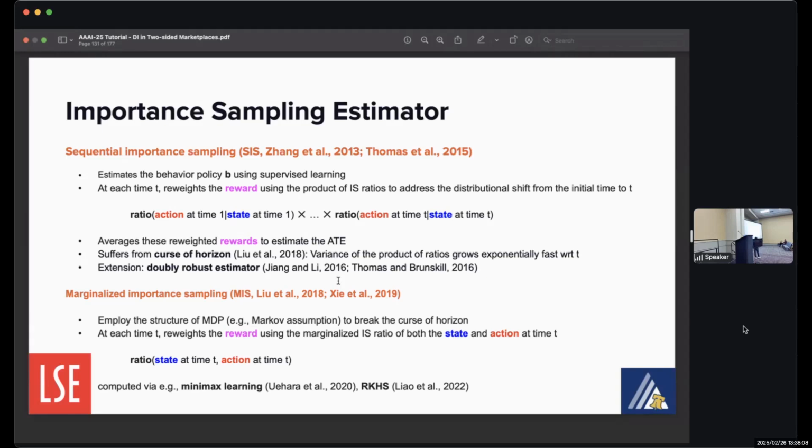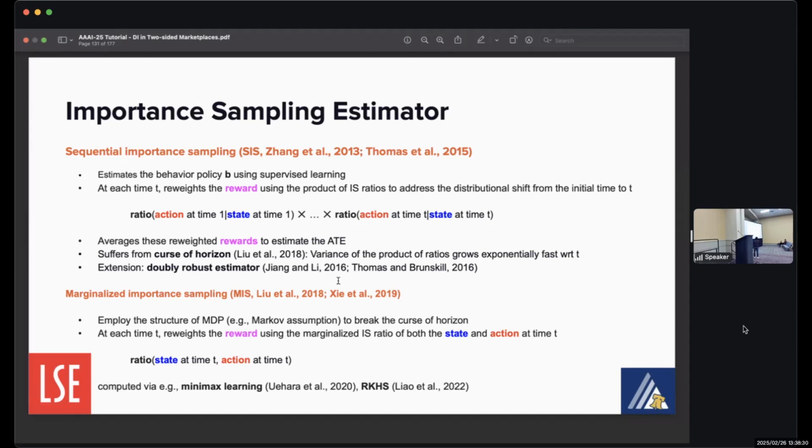And the second type of importance sampling estimator corresponds to the marginalized importance sampling estimator. These estimators have been proposed to overcome the curse of horizon. What it does is that it takes the structure of the problem. It employs the Markov assumption to break the curse of horizon.